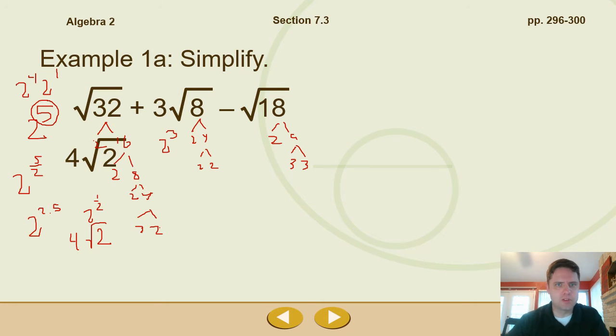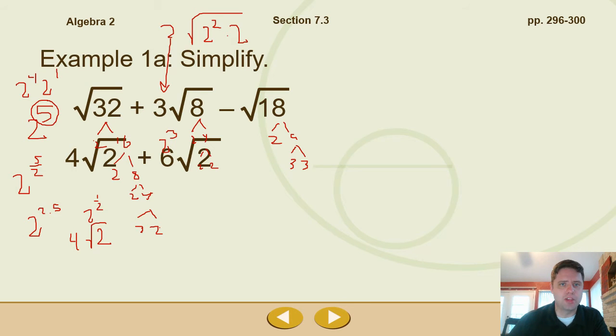And the second one, 3 square roots of 8, notice we had 2 to the 3rd power. Well, that's like saying we've got 2 squared times 2, all underneath the square root. Well, this first part, the square root of 2 squared, is just 2. The 2 comes out to the front, and then that 2 gets multiplied by the 3, and we get 6. And then we have left behind a 2 underneath the square root still, so it's 6 square roots of 2.